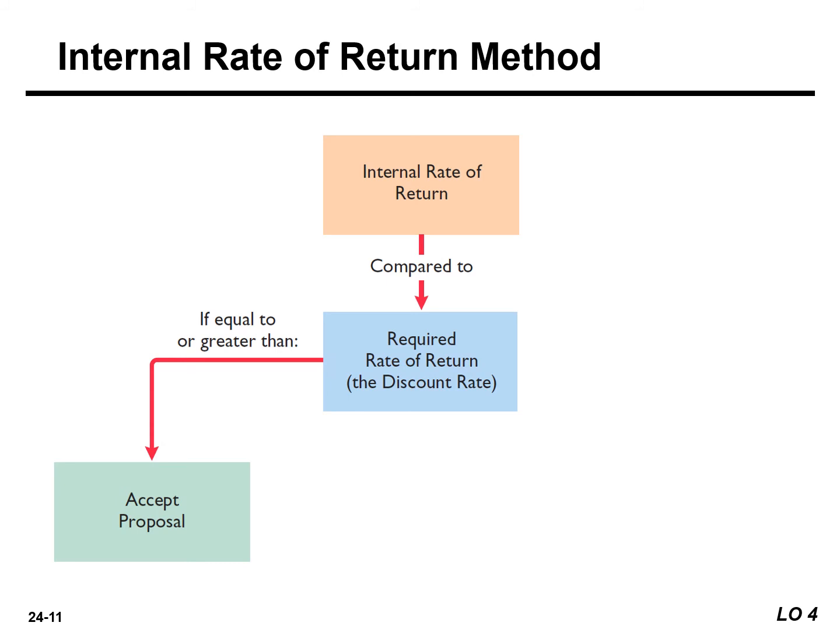Once a manager knows the internal rate of return, they compare it to the company's required rate of return, or the discount rate. The IRR decision rule is as follows. Accept the project when the internal rate of return is equal to or greater than the required rate of return. Reject the project when the internal rate of return is less than the required rate of return.